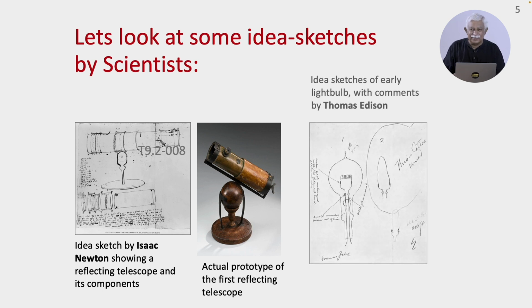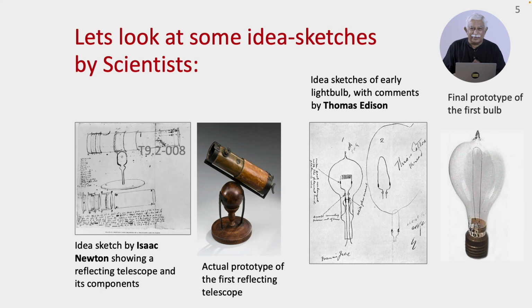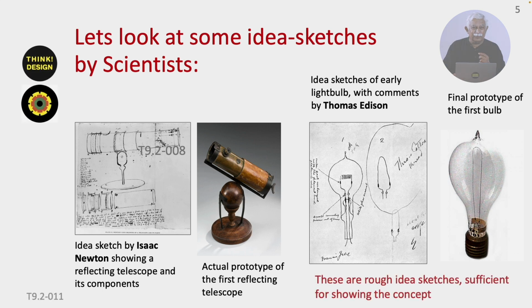Let's look at Edison. He's the one who invented the light bulb, right? And this is his first sketch of what a light bulb could look like, and the first prototype of the first bulb, which is very close to what he sketched. But if you look at his sketches, they are very rough. The art teacher might say, Thomas didn't know how to actually draw, but it was good enough because he's sketching an idea, which has to be rough, right? Yeah, so let's look at some more.